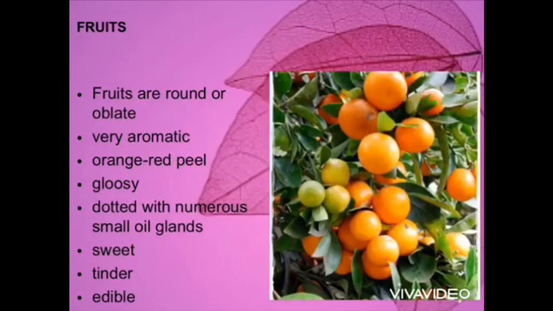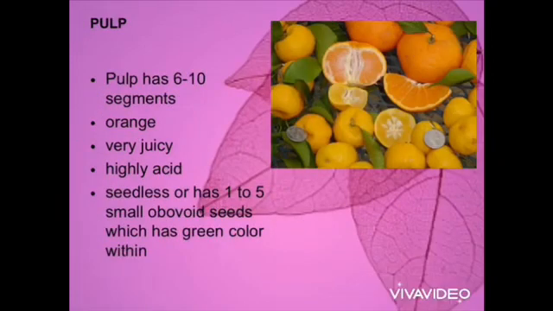It is borne singly or in twos or threes, terminally or in the leaf axils near the branch tips. The fruit is round or oblate, up to 1 3/4 inches or 4.5 centimeters wide, with a very aromatic orange-red peel, glossy and dotted with numerous small oil glands, which is tender, thin, easily removed, sweet, and edible. The pulp has 6 to 10 orange segments, very juicy yet high in acid, and is either seedless or has 1 to 5 small obovoid green seeds.